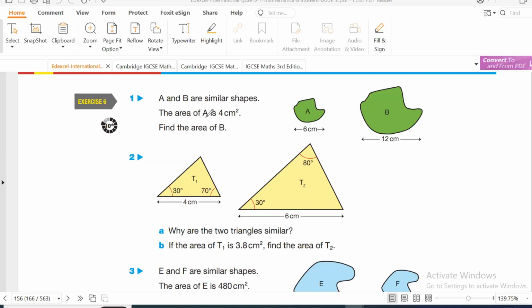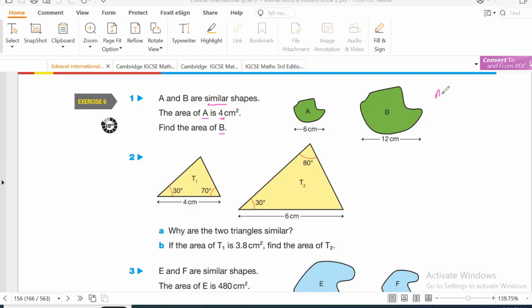Yes, viewers, we will continue our discussion related to similar shapes. And when we have two similar shapes, their sides are proportionally equal, and we can take help of the scale factor as well. And here in question number one, A and B are similar shapes. The area of A is 4 and we are looking for the area of B.